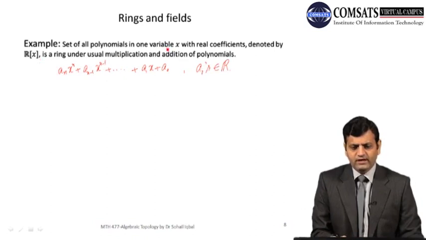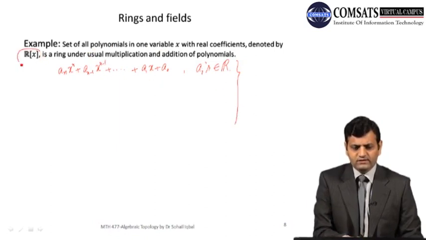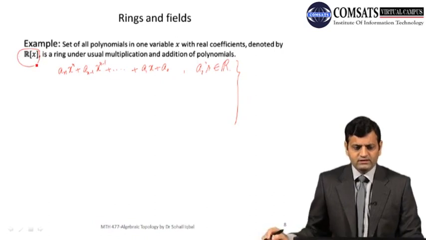Now we can add two polynomials, and we can multiply two polynomials, and I'm leaving this as an exercise for you, that this set R[x], the set of polynomials in one variable x with coefficients from R, is a ring under the usual operations of addition and multiplication.